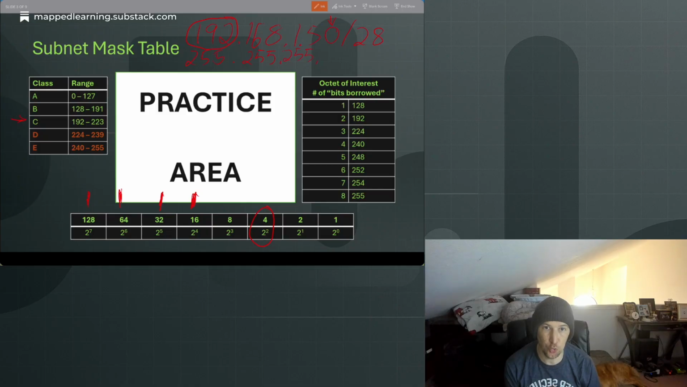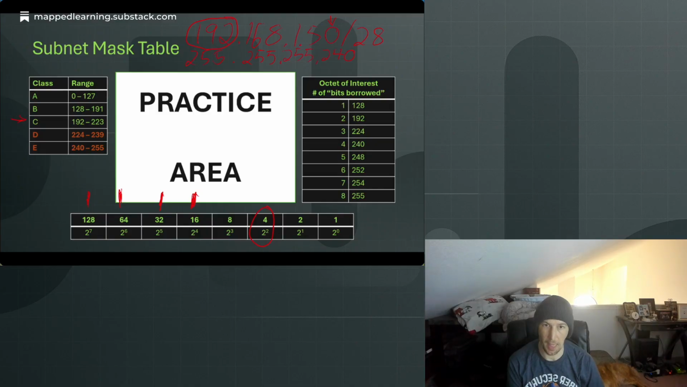That means that our new subnet mask is 255.255.255.240. And that's it. That is literally all you have to remember. When you borrow 1 bit, it's 128 for the new subnet mask. If you borrow 2 bits, 192, all the way to 8, which is 255, and then you're just borrowing the entire octet. So that is exactly how you figure out these numbers.